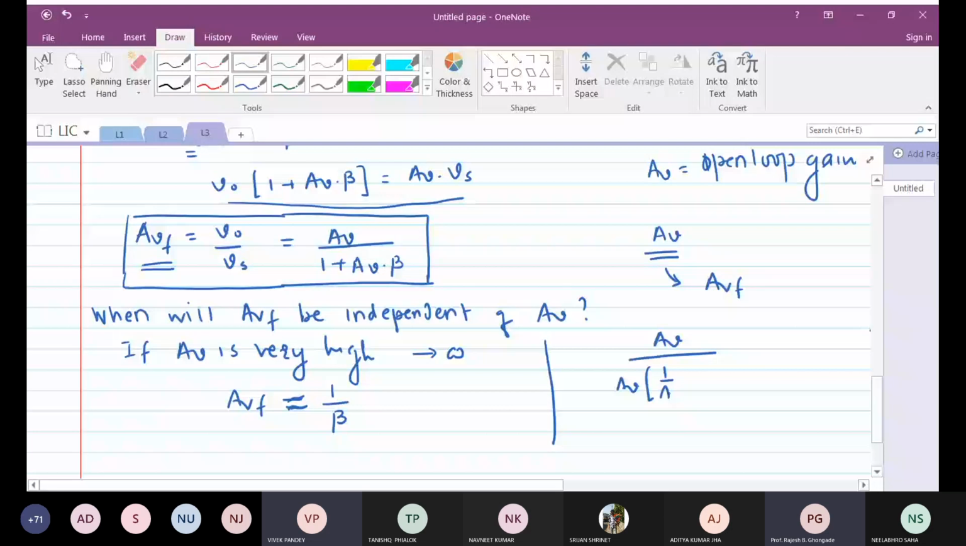So this will cancel off. This will give me 1 divided by 1 by AV plus beta. Now if AV is infinity, what will happen? This will be 1 by beta. Understood?